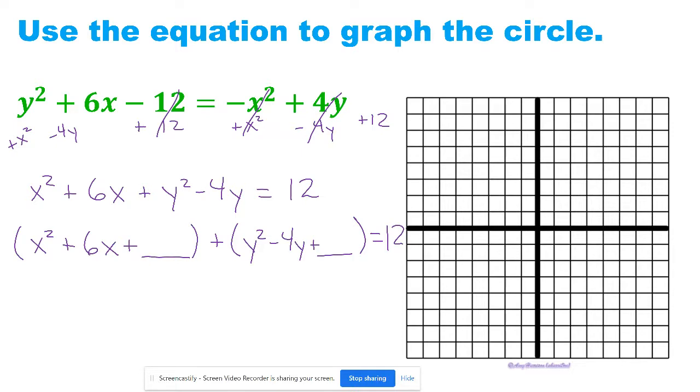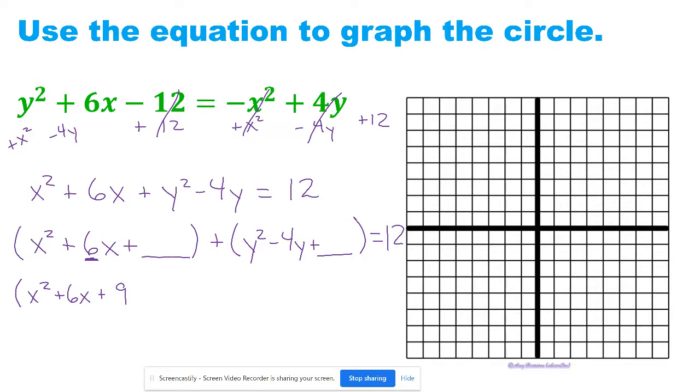And here's the trick to doing that. I'm going to write this again below so I have a little more room because I kind of ran out of room with the 12 there. But I want to take my middle number, so the 6 in this case. I want to chop it in half, and then I want to square it. So here's what I mean by that. So I'll take the 6. Half of 6 is 3. 3 squared is 9. So I'm going to add a 9 here.